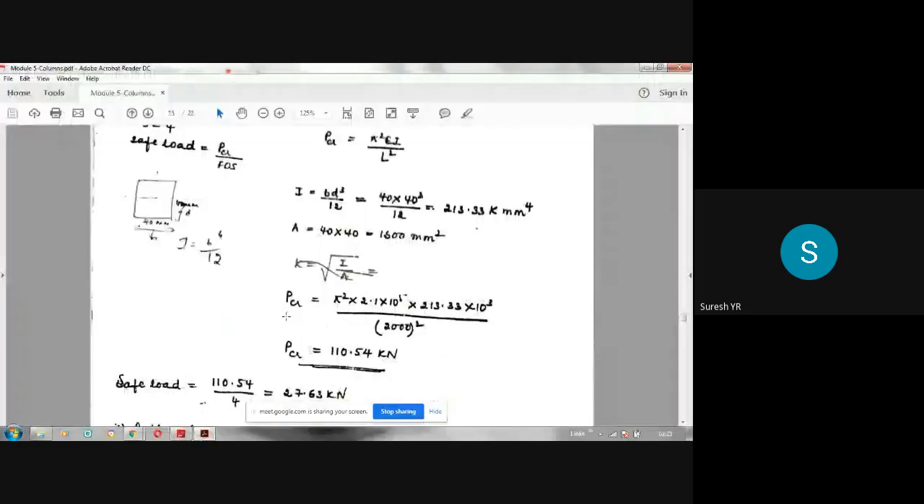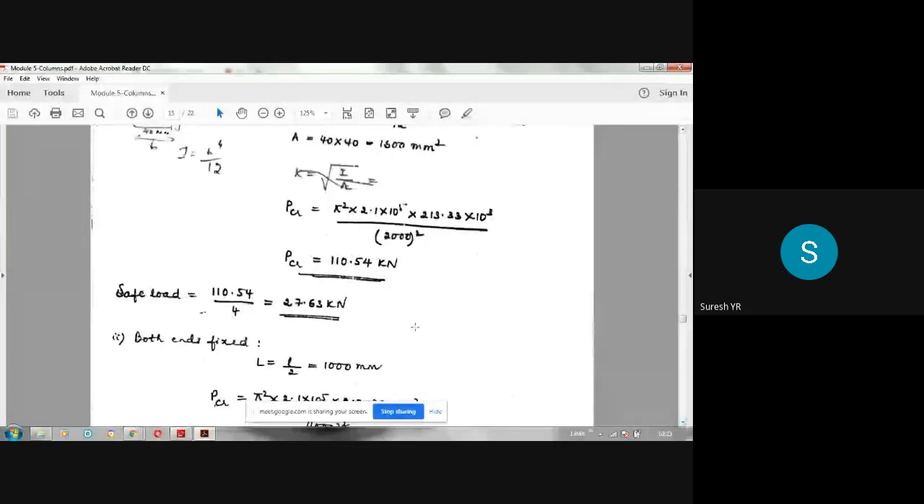Safe load is PCR divided by factor of safety. Factor of safety 4 is given here, so put that. If they ask for safe load, they must give the factor of safety. Without factor of safety, you cannot find out safe load, you can just leave PCR. So our 27.63 kilonewton is the safe load. This is for both ends hinged.